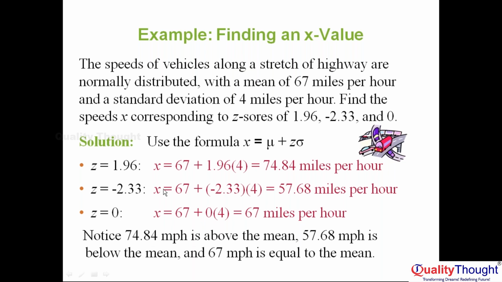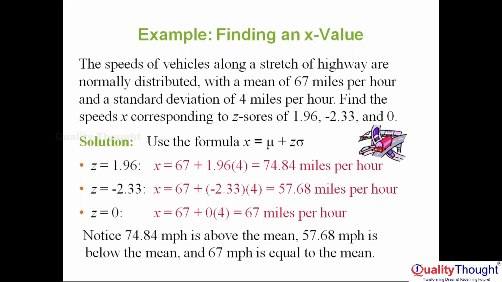So if you can see here, the x is equal to 67 plus 1.96 into 4. If you try calculating in this way, 74.87, 57.68, and 67 miles per hour. All these things come in this way, and hence you could clearly observe the different speeds that you are going to get out of the different z-scores that they already identified earlier.